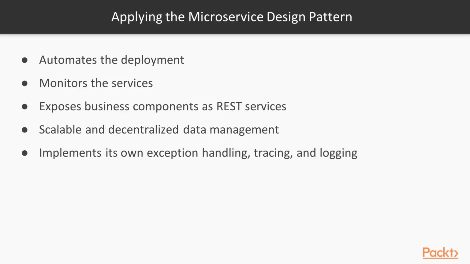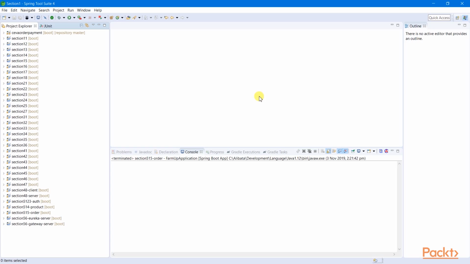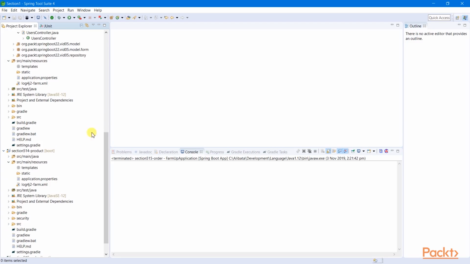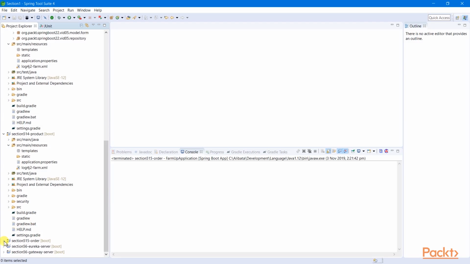A microservice unit is a running application that has its own automated deployment strategy, service monitoring capability, most of the time uses REST services in exposing its business components, and has its own data management control, exception handling, tracing, and logging features. That is why from one big project, we now have 3 Spring Boot 2.2 projects here, implementing the microservices for our login, harvest or product, and basket or order module.